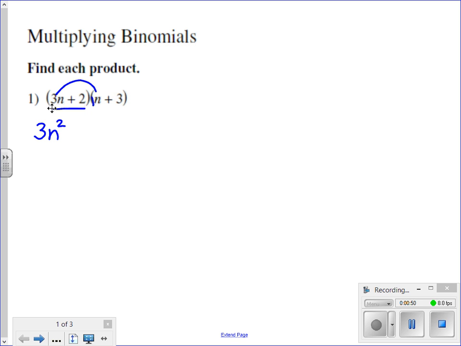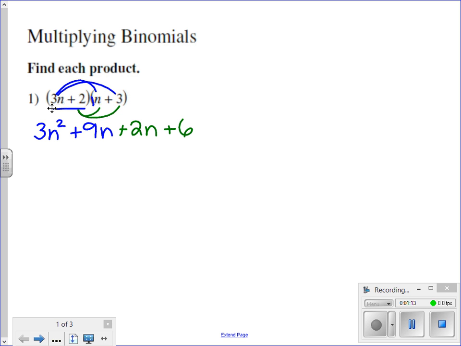Then I take 3n times 3. Well, 3 times 3 is 9, and then n. I've multiplied the 3n times everything in the right set of parentheses. Now I do the same with the 2. 2 times 1n is plus 2n, and 2 times 3 is 6.